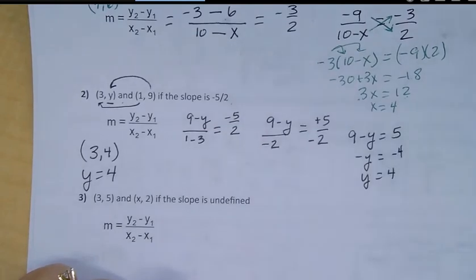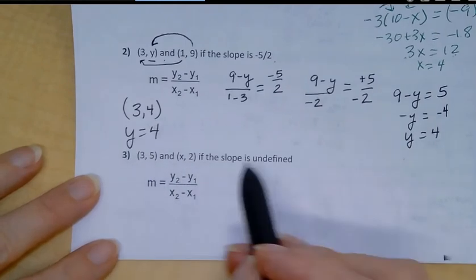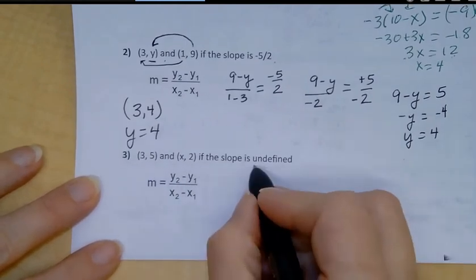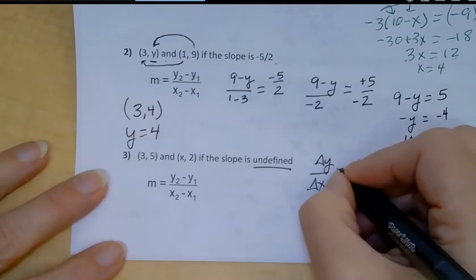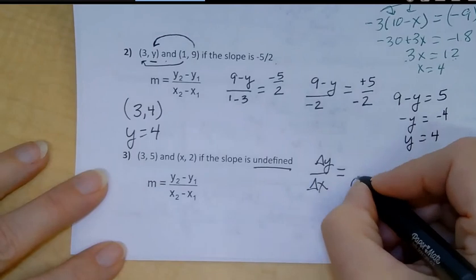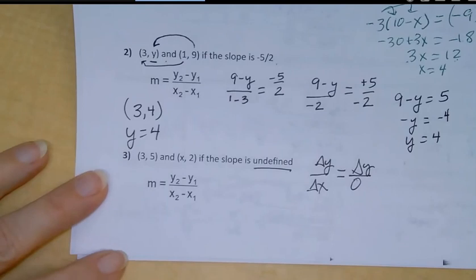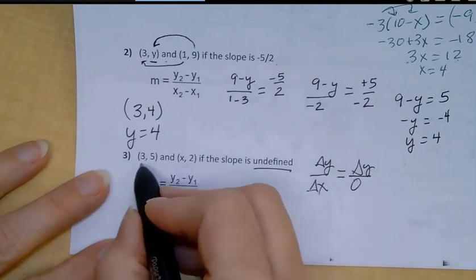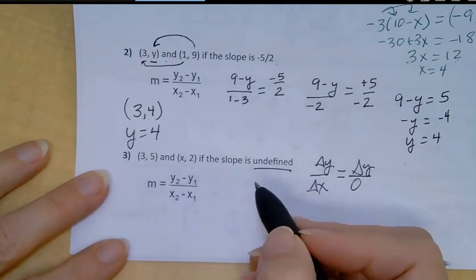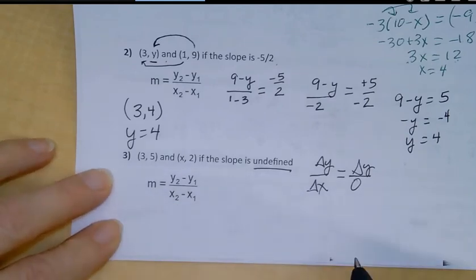Okay, number 3. I have two ordered pairs, (3, 5) and (x, 2), and the slope is undefined. What does that mean to me? If change in y over change in x is undefined, my change in x, my denominator, has to be 0, right? That's what it means if it's undefined. So I know x sub 2 minus x sub 1 has to be 0. So x minus 3 has to be 0. x has to be 3. I already know that. But if we want to plug everything in, we can do that.